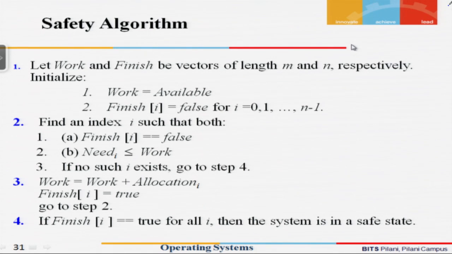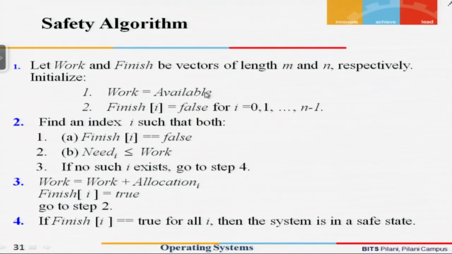Let us look at the safety algorithm and how it works. To define the algorithm, we define two more vectors: one vector we call work and another vector we call finish. The work vector is of length m and the finish vector is of length n. In the beginning, we initialize the work vector with the availability.